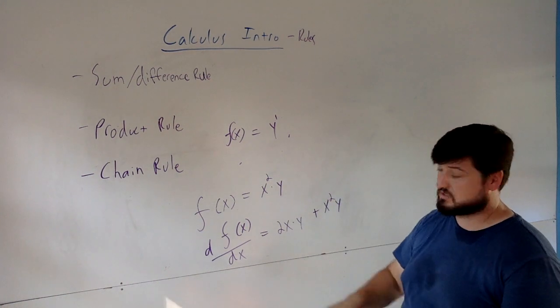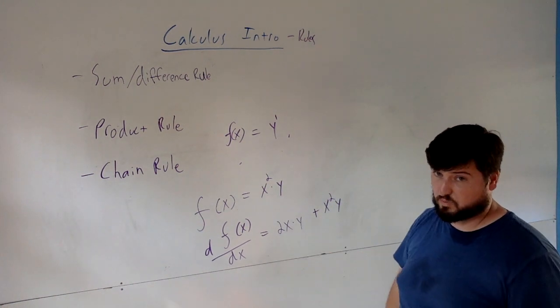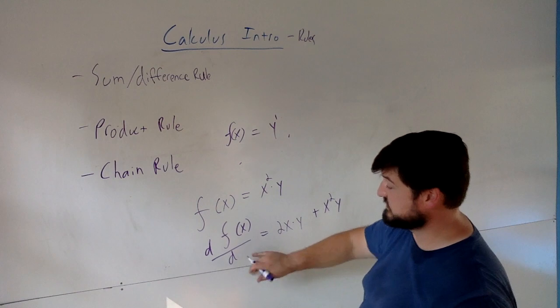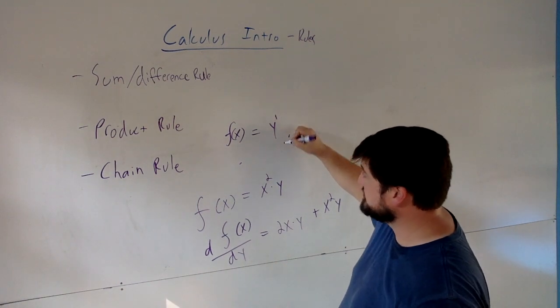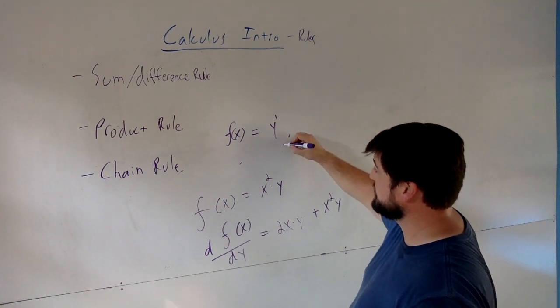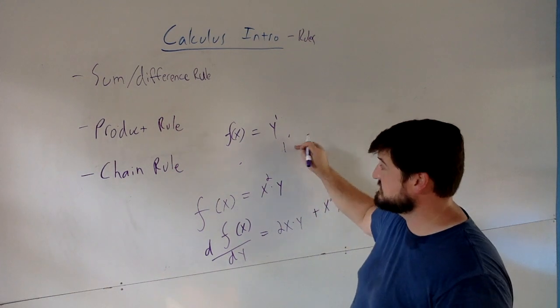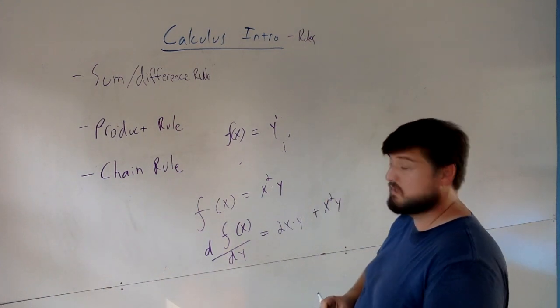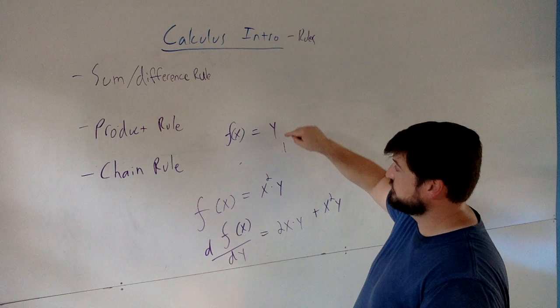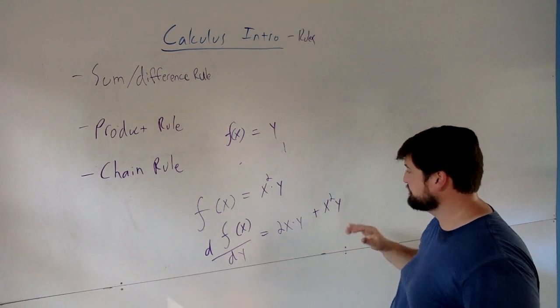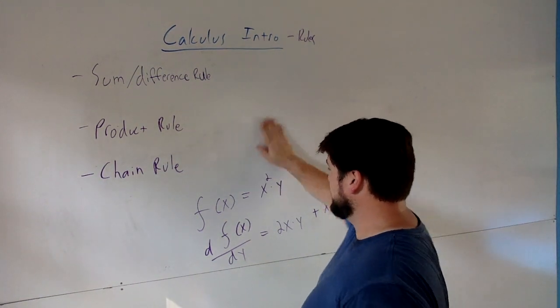Why did y not change? Because we're looking at it in terms of x. We can get into that more later. If I was looking at it in terms of y, though, y would have changed to, instead of that, it would have been 1 in the end. It's a constant, so it would have changed to 1. Sorry, it's not a constant, it's a variable, but it was the first power, so it would have gone to 1. All right, so that's the product rule.